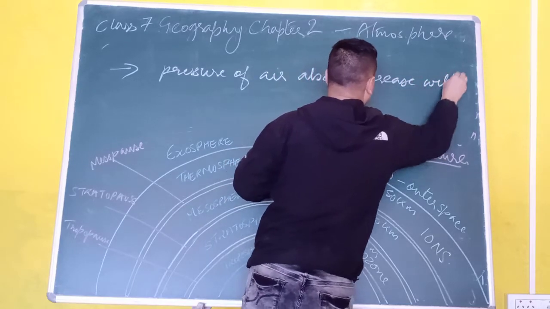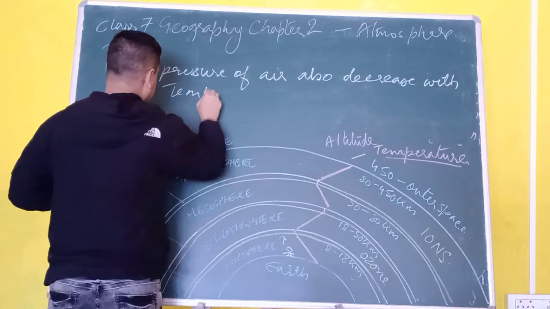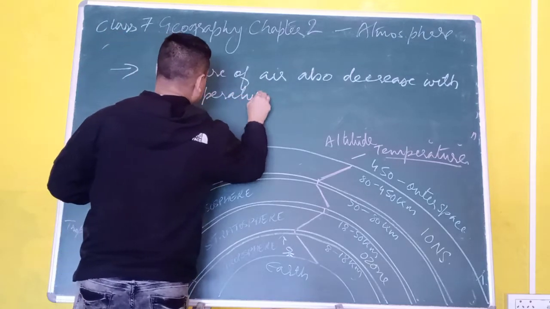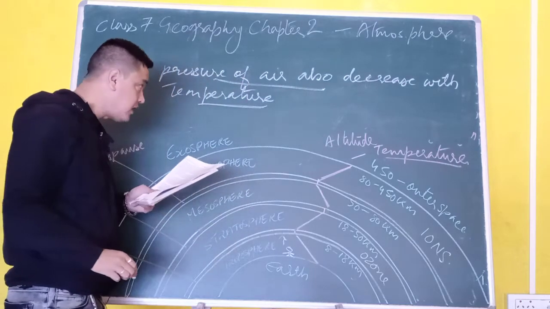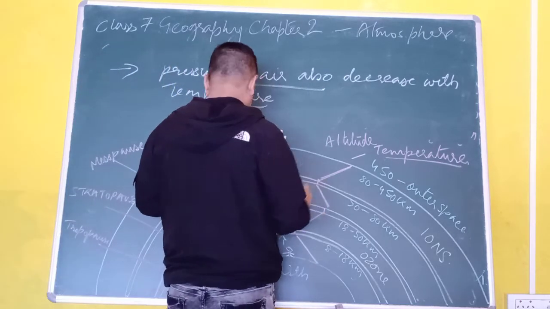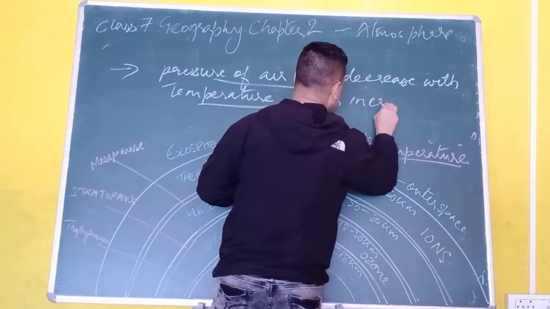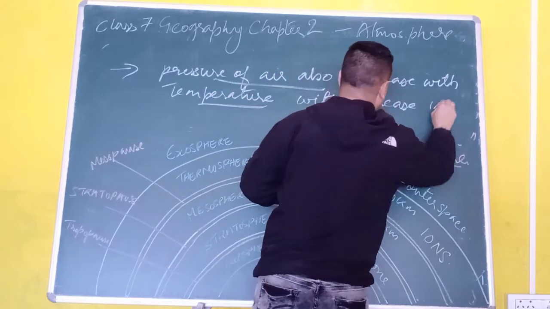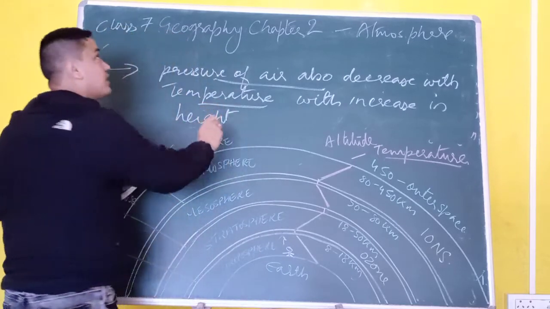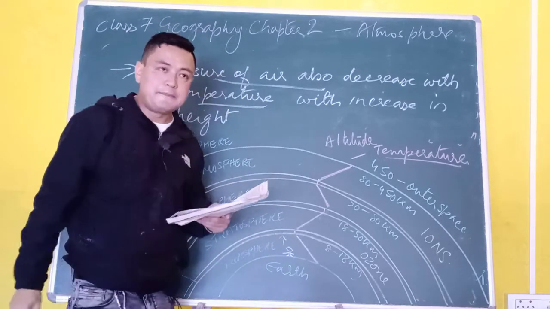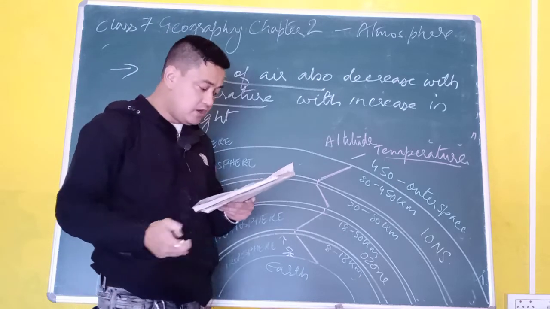So pressure of air decreases as well as temperature decreases with increase in height. As you are moving away from the earth, and if you are going up, what happens? The pressure of air or the density of the air also decreases as well as the temperature decreases.